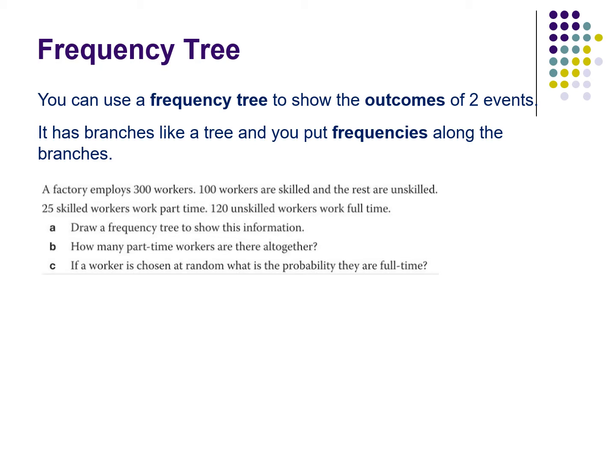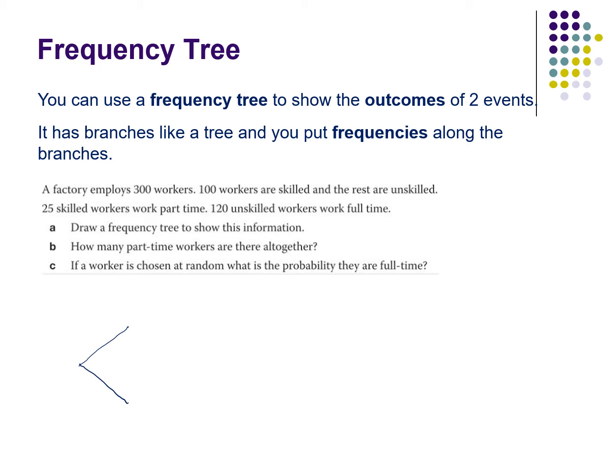Okay, so we're talking about a factory with 300 workers. Workers are either skilled or unskilled, and then the skilled and the unskilled workers either work part-time or full-time. Okay, so what we've got to think about here is the sort of things that we are going to represent on this diagram. So the first thing we're going to represent is branches to show whether the workers are skilled or unskilled. So this is our first part of it that we're going to draw like that.